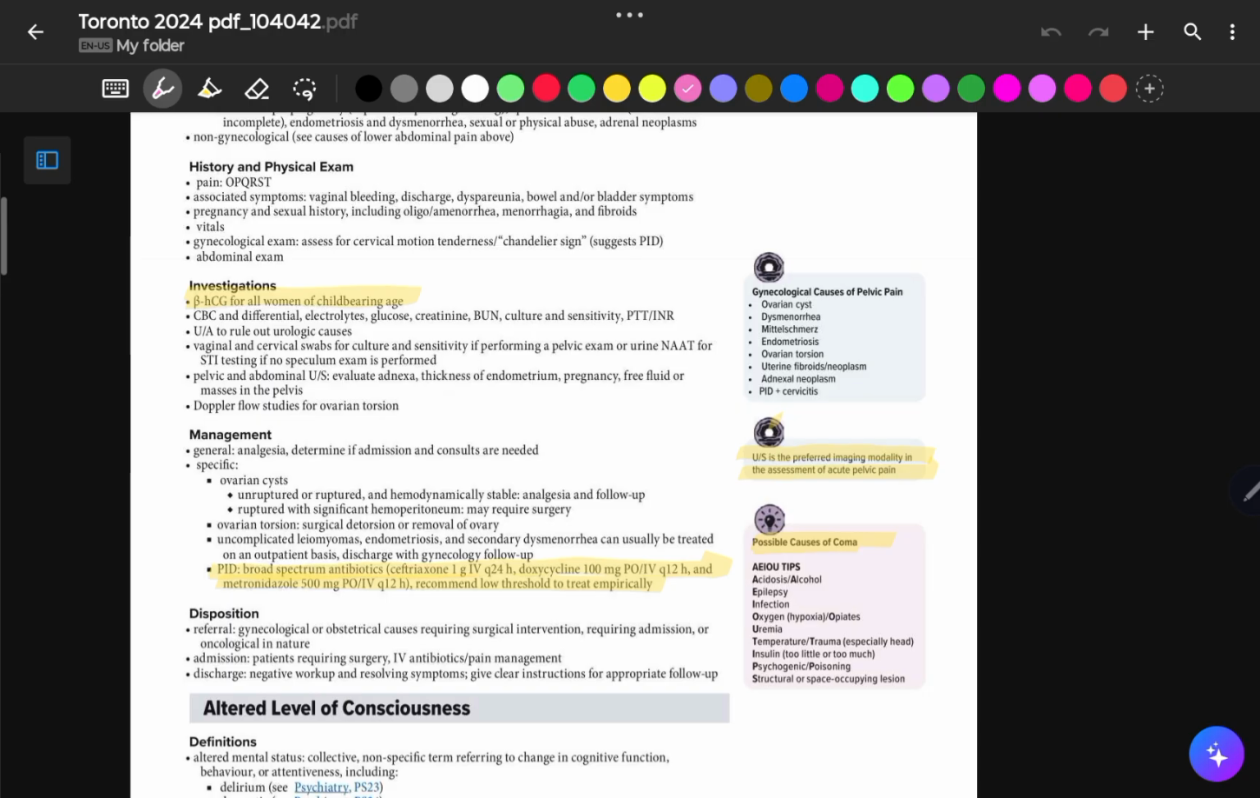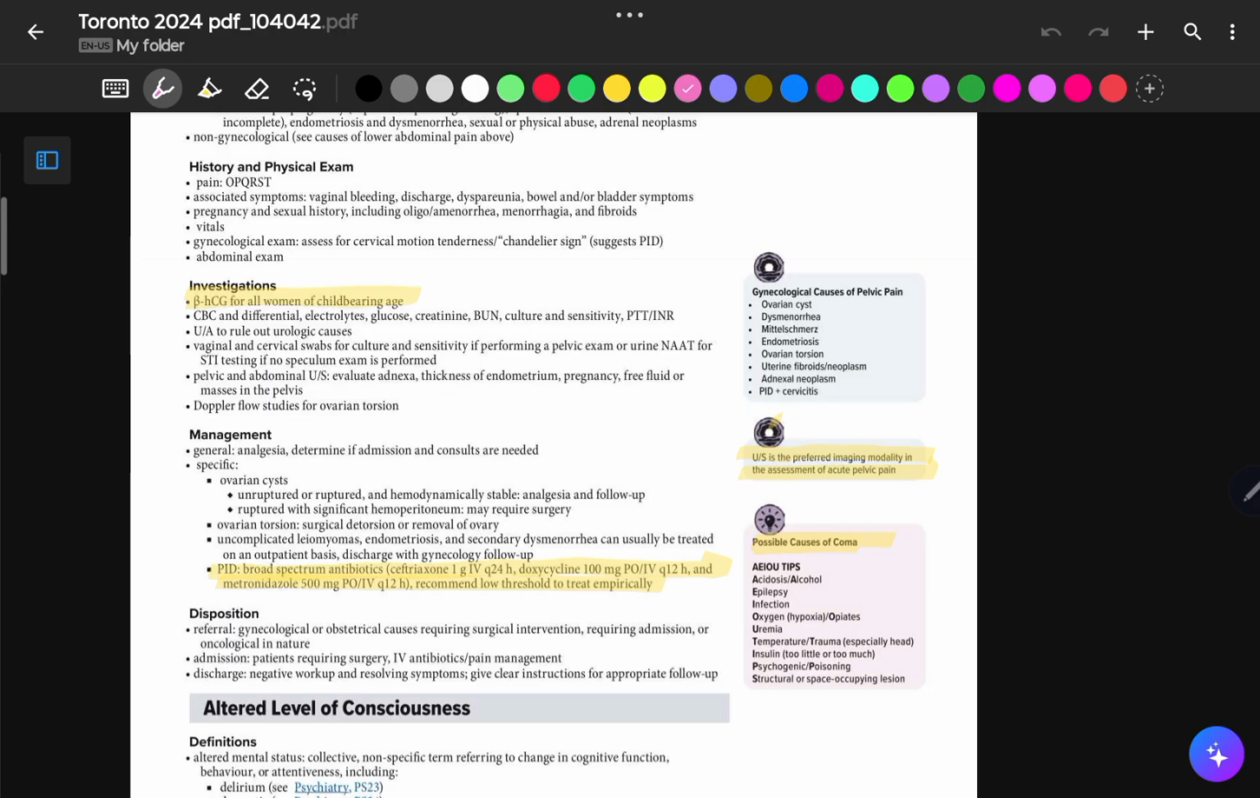Okay. Then you can do the other things, CBC, differentials, glucose. You can do your urine FEME. So a vaginal and cervical swab for culture and sensitivity is performed if performing a pelvic exam. Or you can do your urine NAAT, usually for your STIs, your gonorrhea and your chlamydia, especially chlamydia, if no speculum exam is performed.